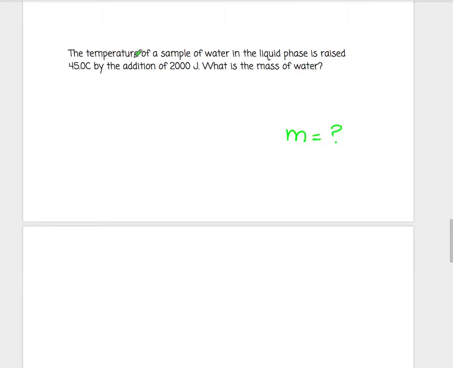They gave me that the temperature of the sample of water is raised by 45 degrees. They didn't tell me it started at this temperature and went to that temperature. It said it raised 45 degrees Celsius. It could have started at 0 degrees Celsius and gone to 45, or it could have started at 20 degrees Celsius and gone to 65. Let me write it down so you can see what I'm talking about. From 0 to 45 degrees Celsius, that's a change of 45 degrees Celsius. Or from 20 to 65 degrees Celsius, that's also a change of 45 degrees Celsius. So they're telling me the temperature raised 45 degrees Celsius.